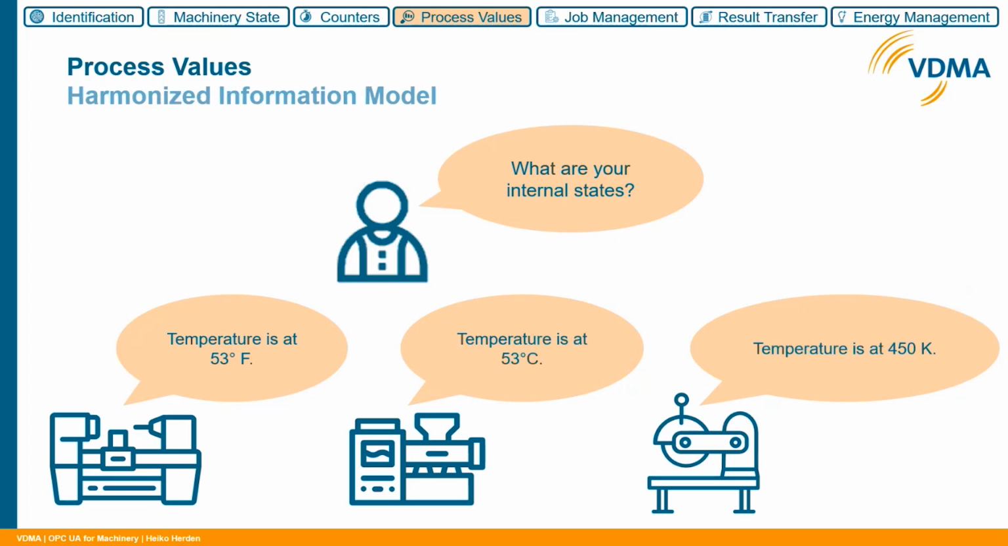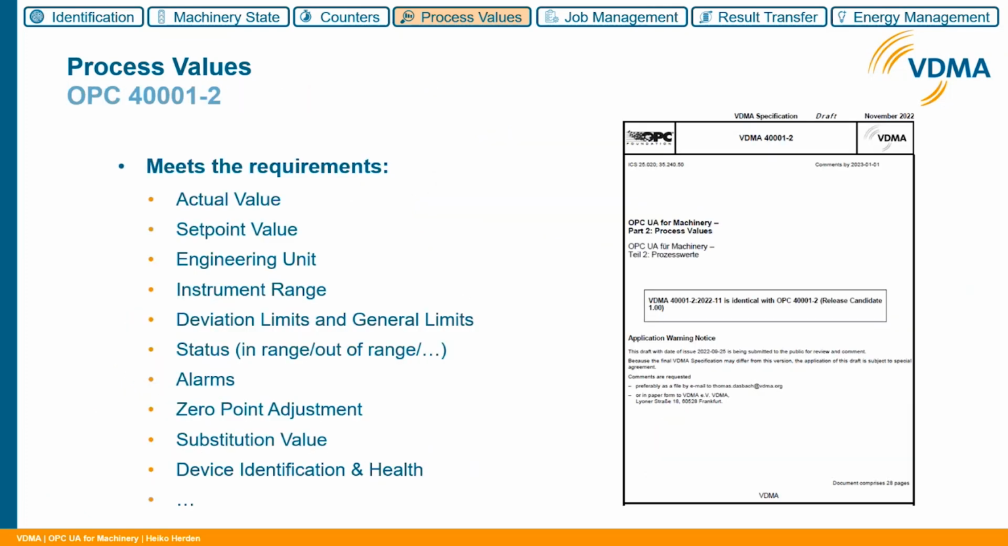And now with the specification, I will get the temperature in the same format. Of course, I can still use different engineering units because I use the mechanism from engineering units, and I also recognize which unit it is. And so what we did here is we solved all the requirements in this machinery part 2, which were we wanted to address an actual value, a set point value, an engineering unit, an instrument range, deviation limits and general limits. We wanted to have a status, whether it's in range or out of range. We wanted to have alarms, a 0-point adjustment, even a substitution value if we lose the connection, that we still have some substitution set point value. And we also wanted to include a device identification and health.